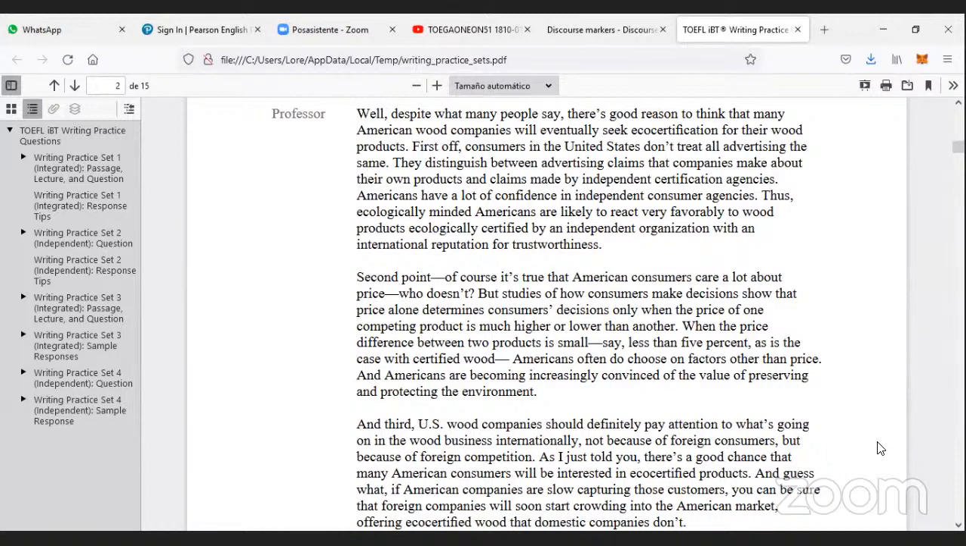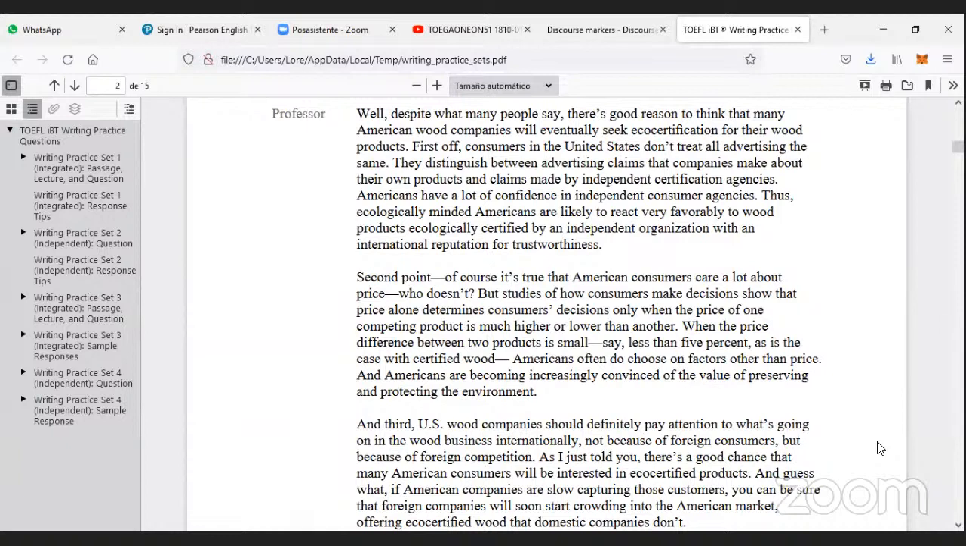Well, despite what many people say, there's good reason to think that many American wood companies will eventually seek eco-certification for their wood products. First off, consumers in the United States don't treat all advertising the same. They distinguish between advertising claims that companies make about their own products and claims made by independent certification agencies. Americans have a lot of confidence in independent consumer agencies. Thus, ecologically minded Americans are likely to react very favorably to wood products ecologically certified by an independent organization with an international reputation for trustworthiness.